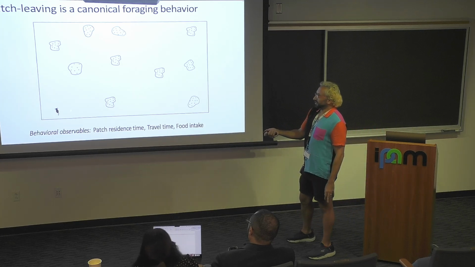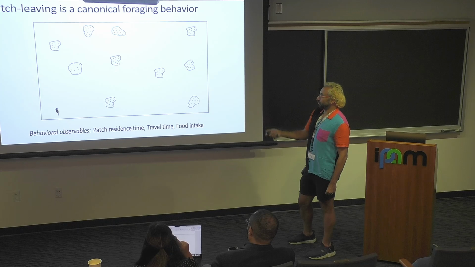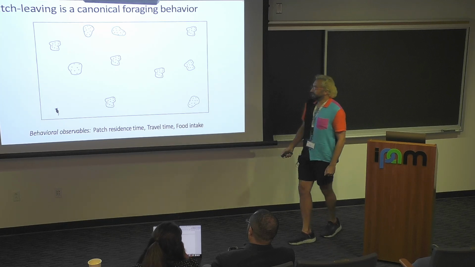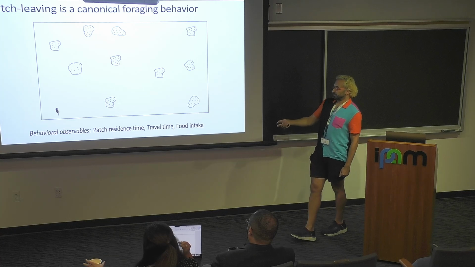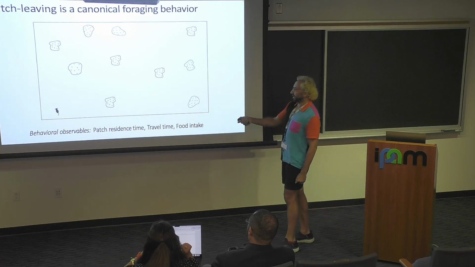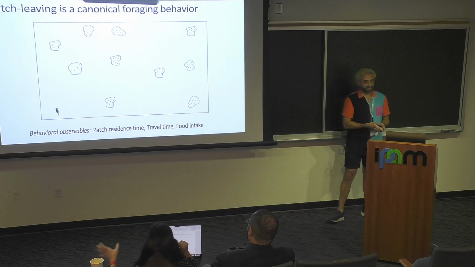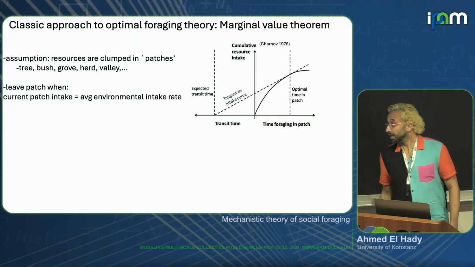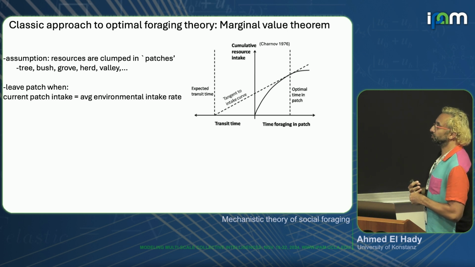You have an animal, here my rat, going into an environment that has patch resources, going in, exploiting some resources, and then leaving for the next patch, and so on and so on. The behavioral observables here are the patch residence time, which is how much time I spend in a patch, the travel time, the time I take to travel between patches, and how much food intake I get within the patch.